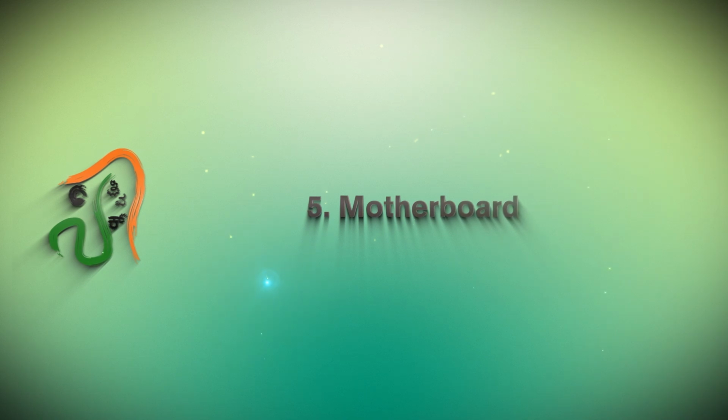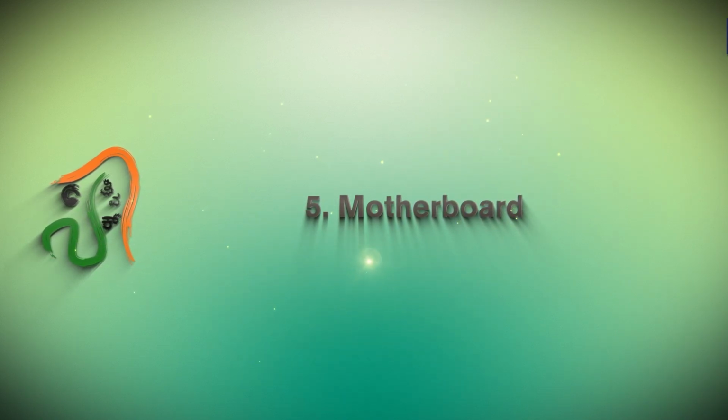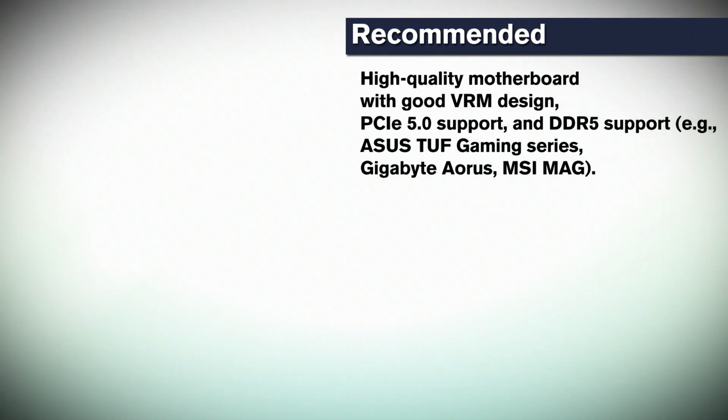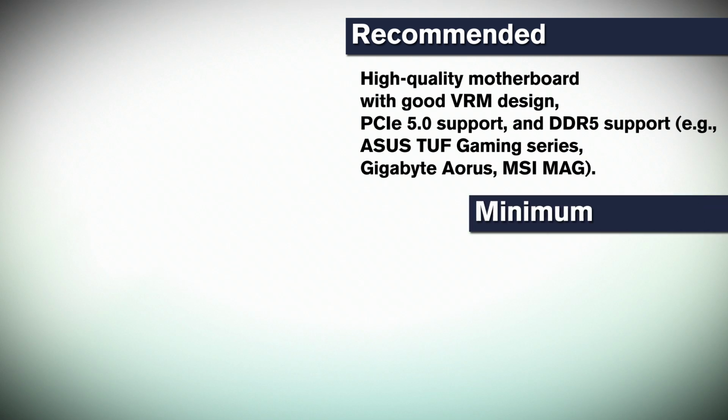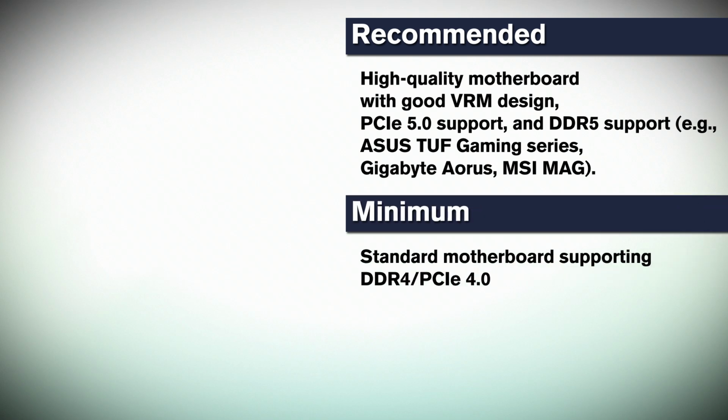Choose a motherboard with good VRM design, PCIe 5.0 support, and DDR5 compatibility for future upgrades. ASUS TUF, Gigabyte Aorus, or MSI Mag boards are all reliable. If you're on a budget, a motherboard with PCIe 4.0 and DDR4 will still work, but you'll have less future-proofing.